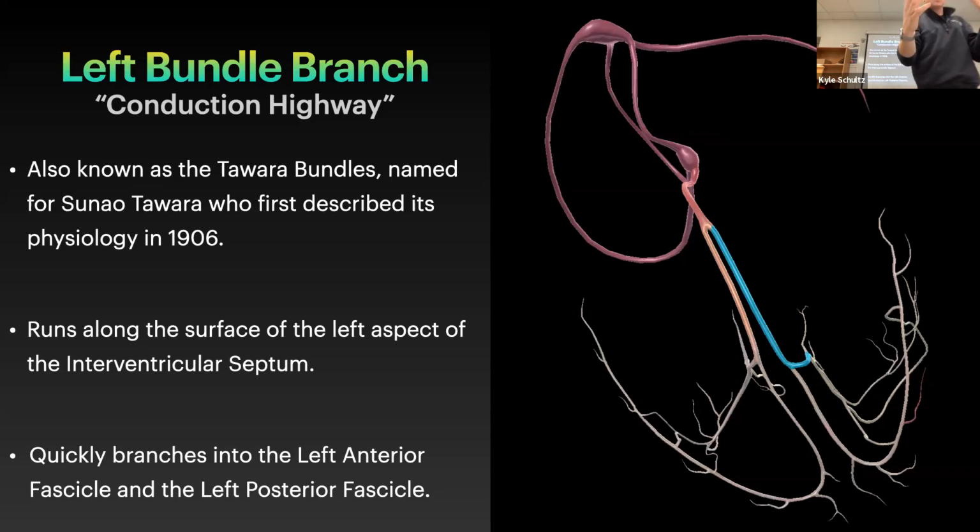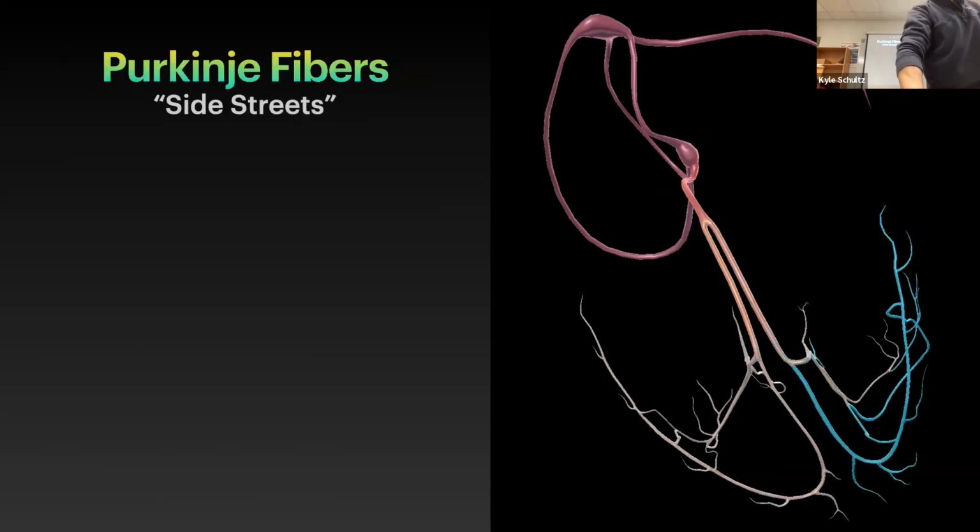We're going to get to them here in a second. Actually, we can go ahead and just skip to that, and I can explain this and it might make all of it make a little bit more sense. If the bundles are the conduction highways, then the Purkinje fibers are like the side streets that get all the electrical impulses to all the little nooks and crannies of the heart.